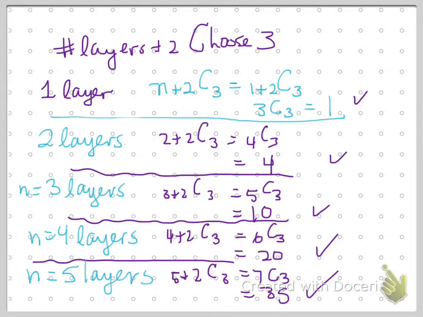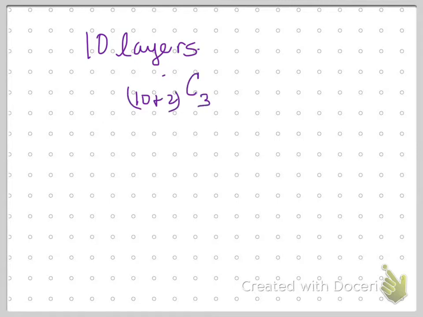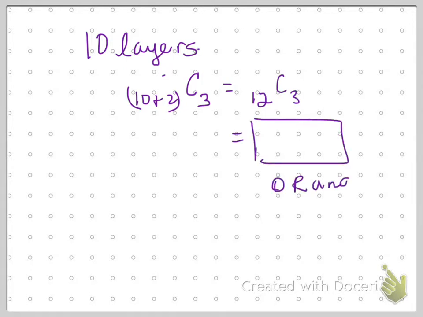So if I have 10 layers of oranges, so for 10 layers, we're going to have 10 plus 2 choose 3. And 10 plus 2 choose 3 is equal to 12 choose 3. And 12 choose 3 is equal to what number? This is the number of oranges that I'm going to need for 10 layers. Work this out.